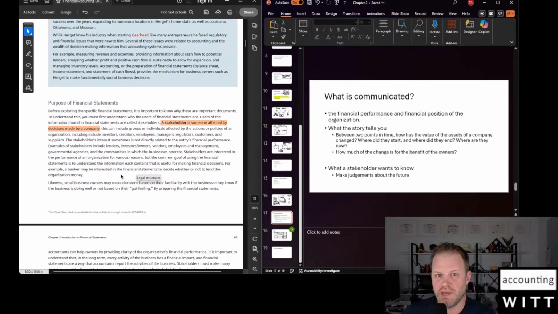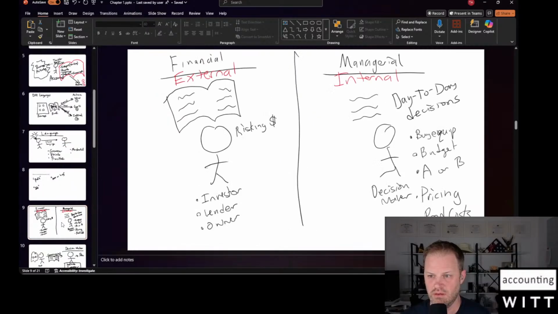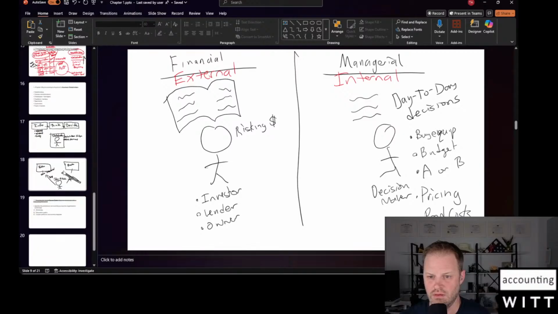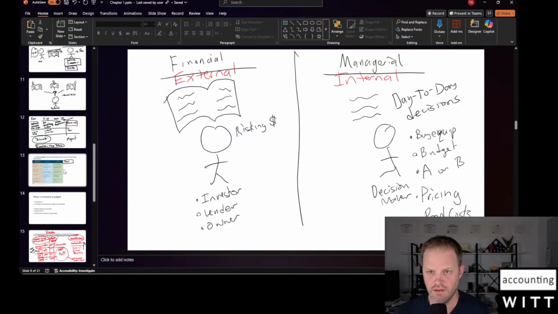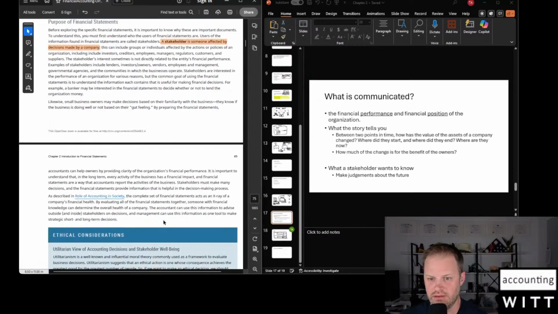I feel like we made a list of stakeholders in the last chapter. Did we? Maybe not. We need to have a good list of stakeholders. All right.